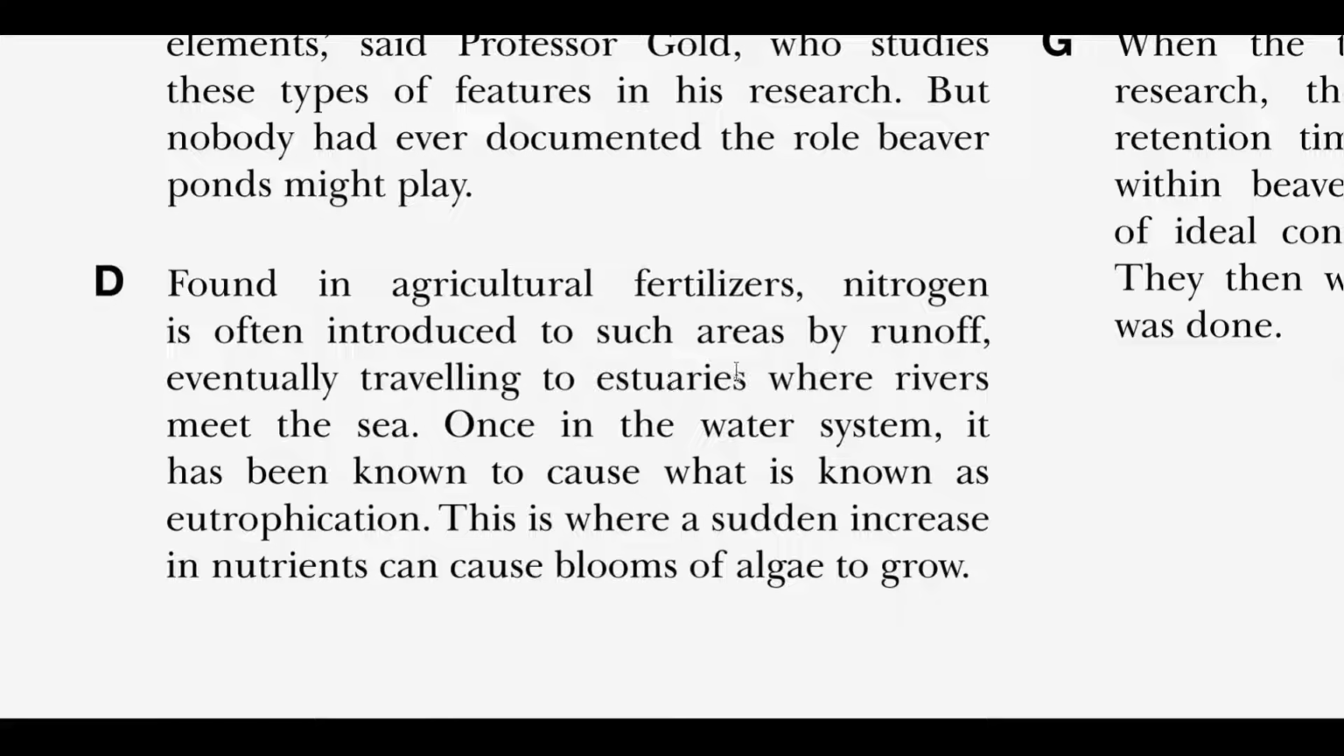Eventually traveling to estuaries where rivers meet the sea. Once in the water system, it has been known to cause what is known as eutrophication. This is where a sudden increase in nutrients can cause blooms of algae to grow. So algae is important here because that is a type of plant. And we can see here that the algae is growing.